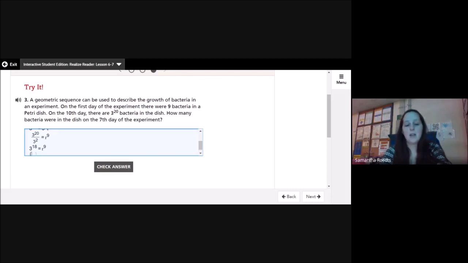3 to the 18th, I can recognize as 3 squared to the 18th power, or 3 squared to the 9th power equals r to the 9th. So r equals 3 squared.